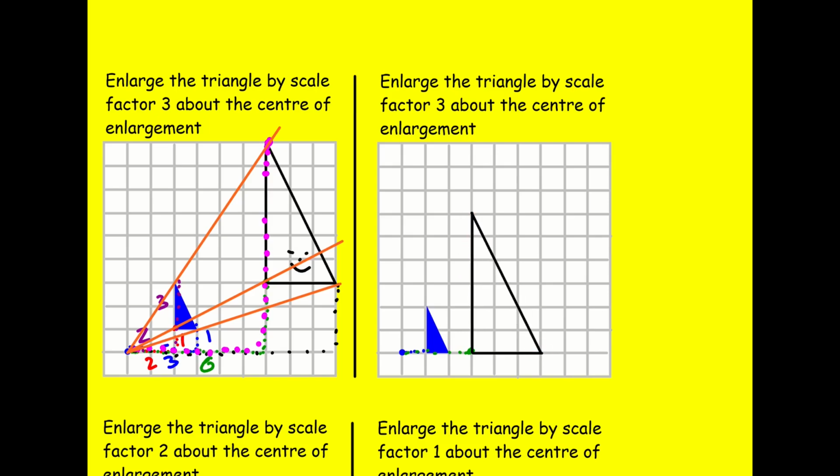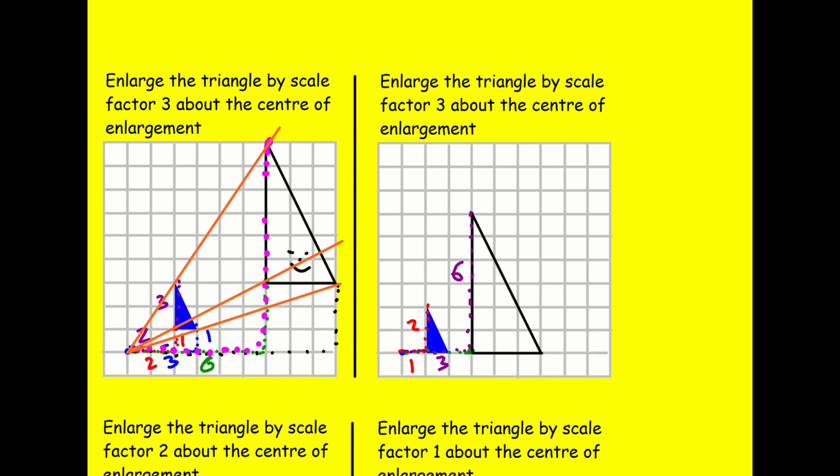Job done. Let's just check though, at least one that it works. Right, let's pick, I don't know, top left. So I'm going to go along 1 and up 2. 1 and 2. Let's just check it. So if I times each of those by 3, I'm going to be going along 3 and up 6. There we have it. It is in the right place.